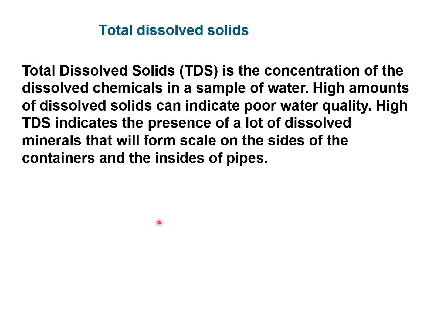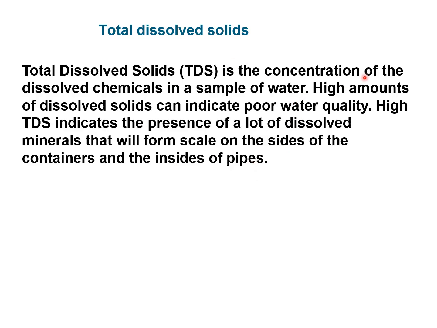Next one, total dissolved solids. It is nothing but TDS. That is how much amount of solids are dissolved in the given water sample. That can be determined. Two methods are there. TDS directly, we can dip a TDS meter, or we can follow the electrical conductance method.